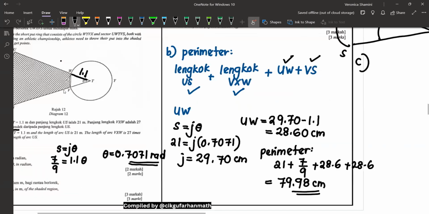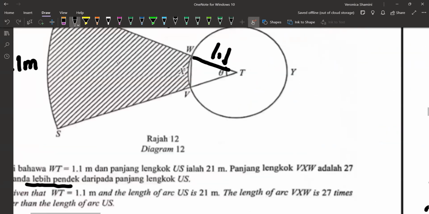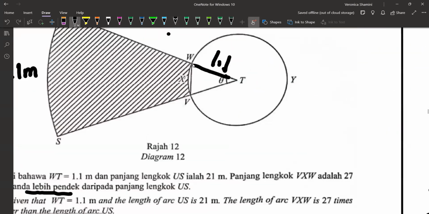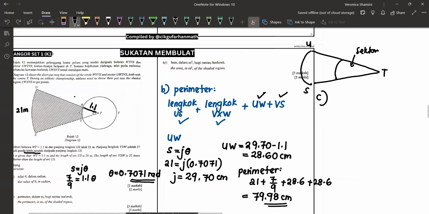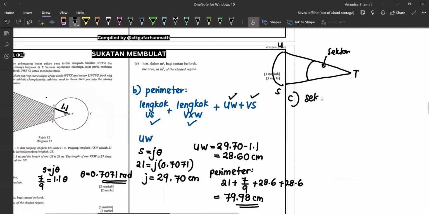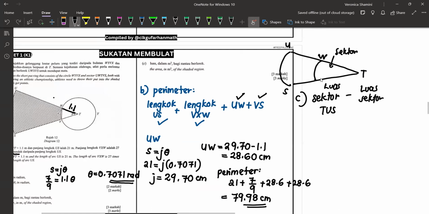Sebab, you can see here, sebenarnya this shaded, this part kita tak payah kan? This sector we don't need. Correct or not? Okay, so we don't need that one. Alright, so therefore, okay. So ambil sektor TUS sana luas. Tolak with luas for sector, the small one. TWV.